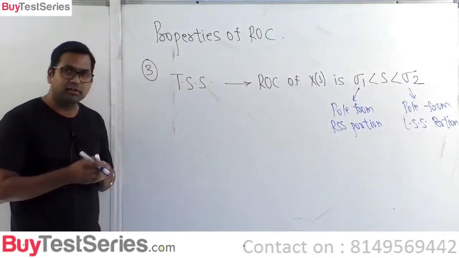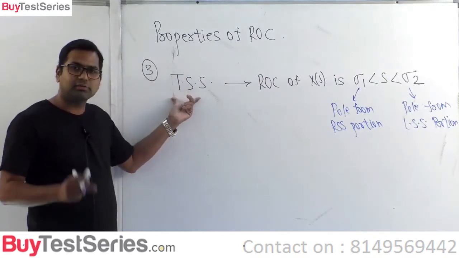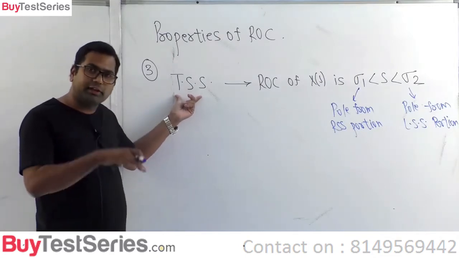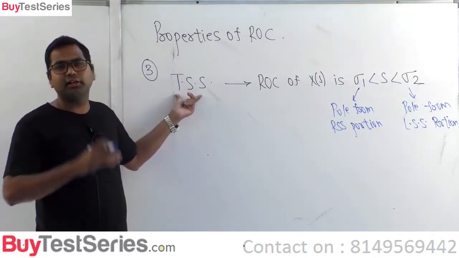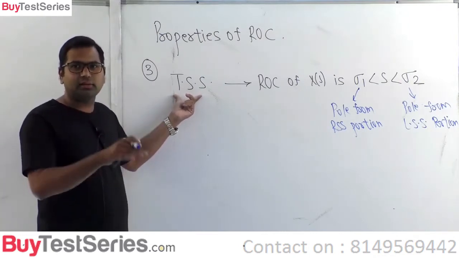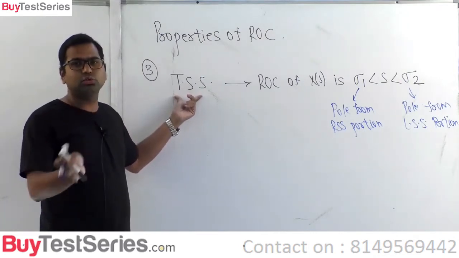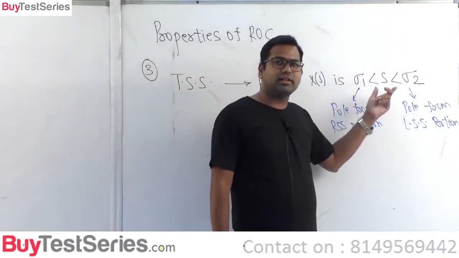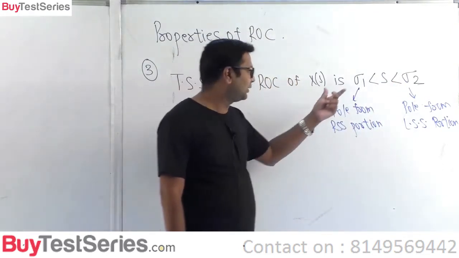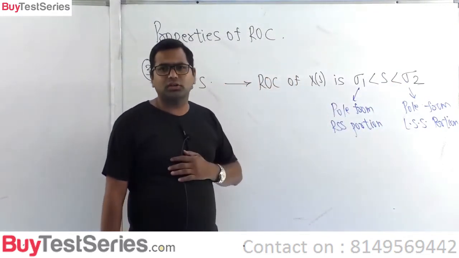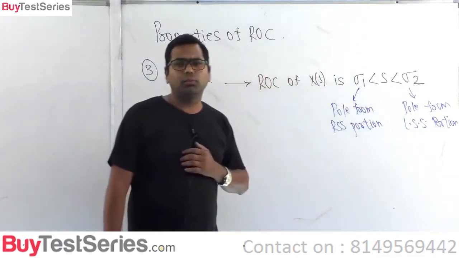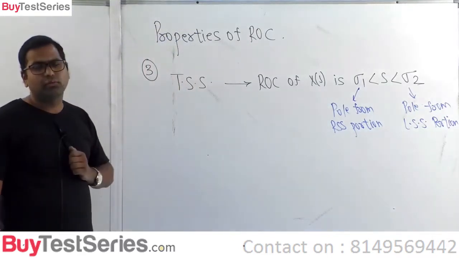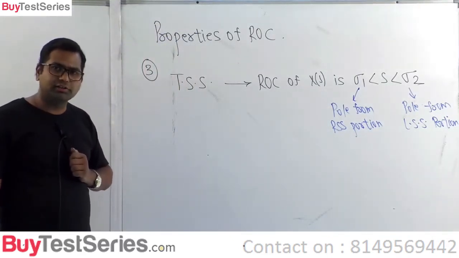Thus, I would repeat that a two-sided signal has both u of t and u of minus t. Since it has both, it is right-sided as well as left-sided, so we can call the signal two-sided. For a two-sided signal, the ROC is given by sigma 1 less than s less than sigma 2, where sigma 1 would come from the right-sided portion and sigma 2 would come from the pole of the left-sided portion. Like this, we can find the ROC of a two-sided signal.